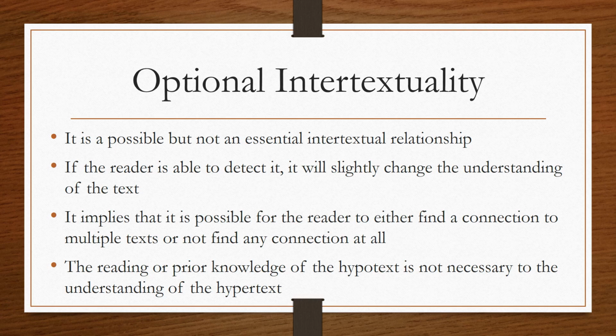The reading of the hypertext is not at all necessary. Like in the case of obligatory intertextuality, it is necessary for a reader to have prior knowledge of the hypertext in order to understand the present text. But in the case of optional intertextuality, it doesn't matter whether the reader is able to find a connection to multiple texts or doesn't find any connection at all. And that is why this type is named optional intertextuality.